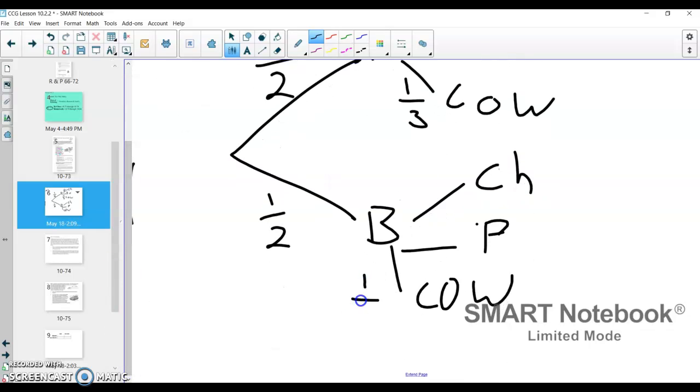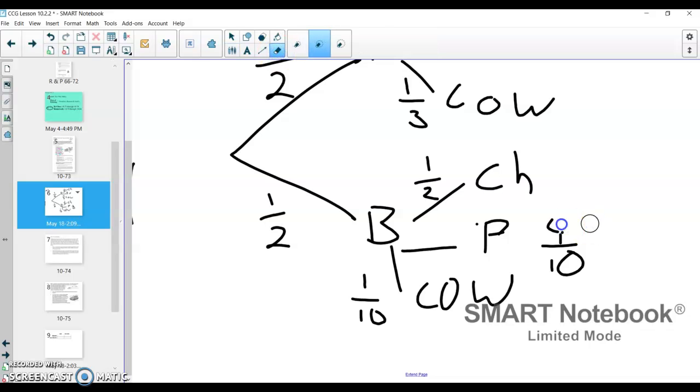And so for cow, we'd have a 1 in 10 chance for a cow. We'd have a 5 in 10 chance for chicken, but that's really 1/2 the time it's chicken. And then for a pig, it would be 4 out of 10 times you would get a pig, but that reduces down to 2/5. So I'm going to change that right away.